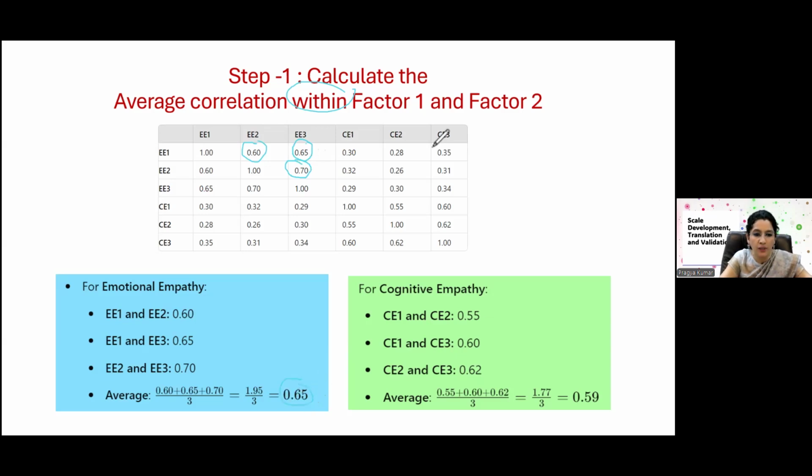Similarly, you have calculated it for the CE1. So in between the C, you have to take this one. So 0.5 between CE1 and CE2, 0.60 between CE1 and CE3, and 0.62 between CE2 and CE3. And you take an average of this, which is 0.59.